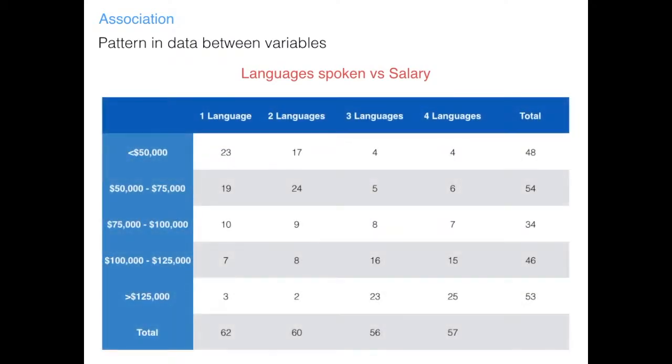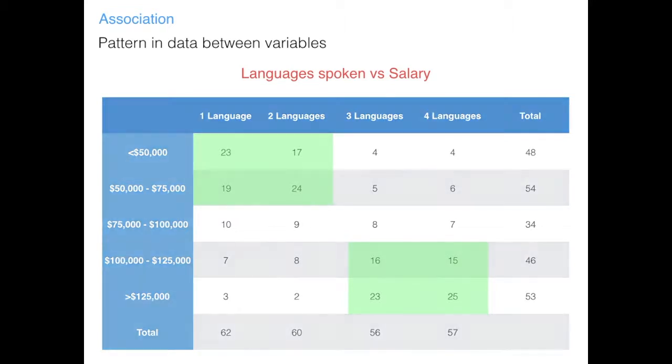This data comes from an investigation to find the number of languages spoken by individuals and their current salary from a sample of employees. Upon a quick scan of the data, you'll notice there are two areas of high frequency: those who spoke 1 to 2 languages and earned up to $75,000, and those who spoke 3 to 4 languages and $100,000 plus. This is one possible example of an association. In this case, the more languages an individual could speak, the higher their salary was.